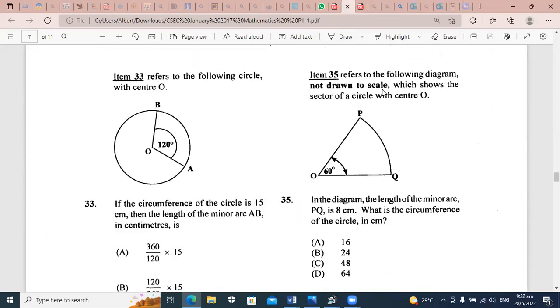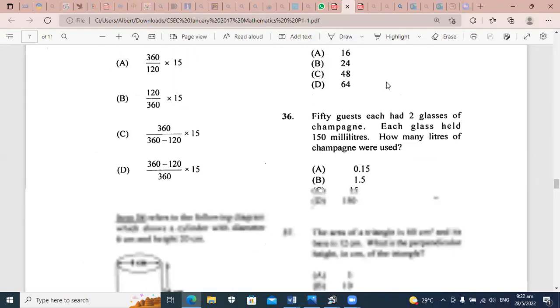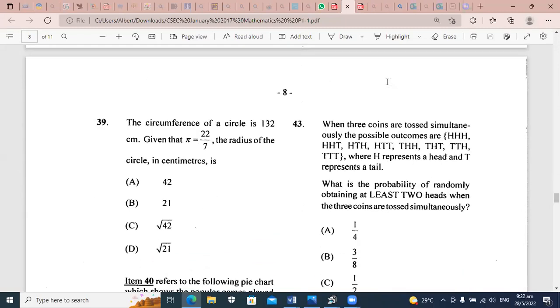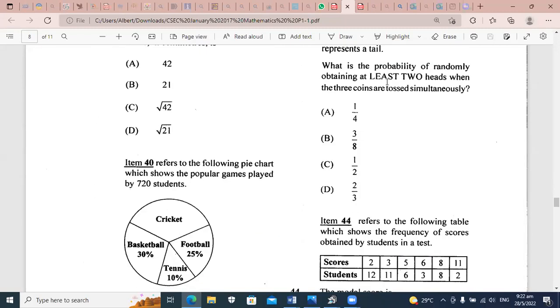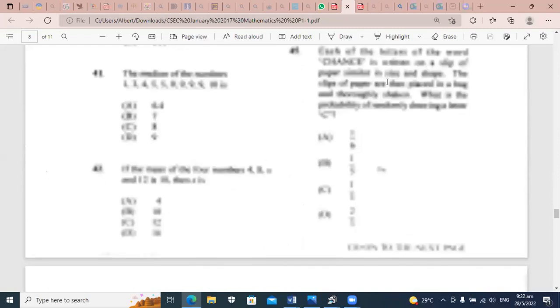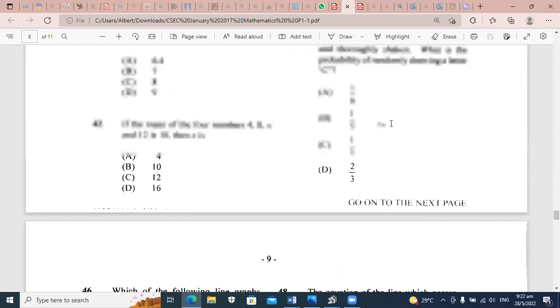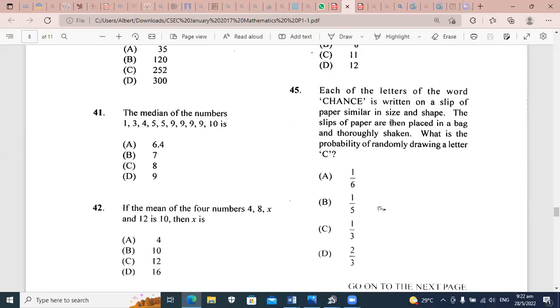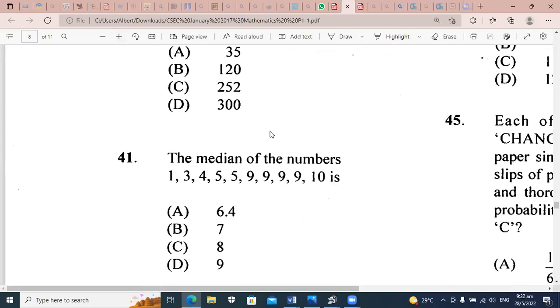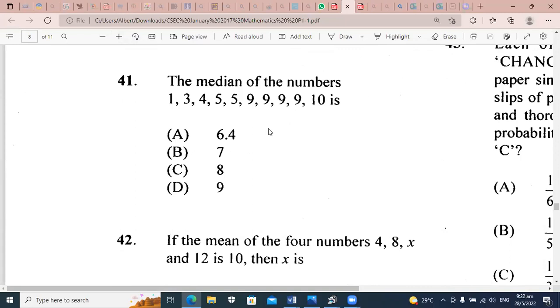Let's look at... Sir, did you send me that document? Yep, all of this is in the WhatsApp. I sent a couple of past papers. All right, let's look at 41.